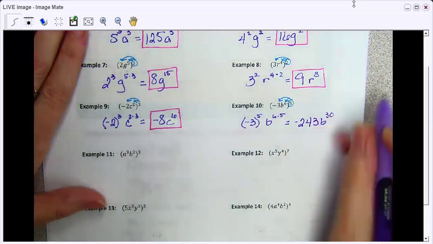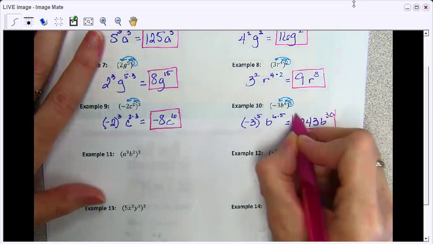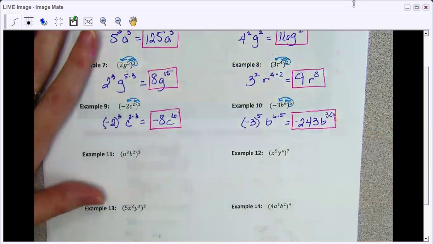Okay, go ahead, and I finished. You probably finished before me, but here is the answer. Okay.